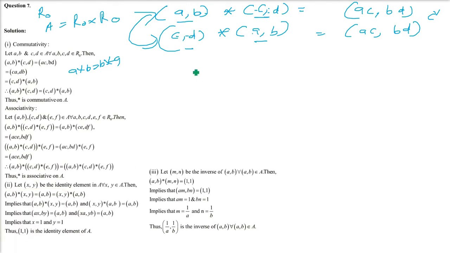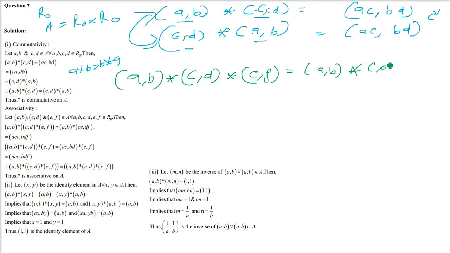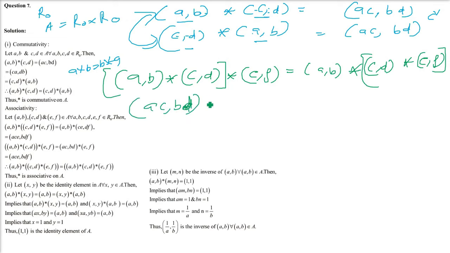Associative means what? (A operated by B) operated by C should be equal to A operated by (B operated by C). But here we will take pairs (A, B), (C, D), (E, F). In the first case we'll take (A, B) and (C, D), and in the second case we'll take (C, D) and (E, F). So (A, B) star (C, D) will give you (AC, BD), and then star (E, F). On the right, what do you get inside? (CE, DF).